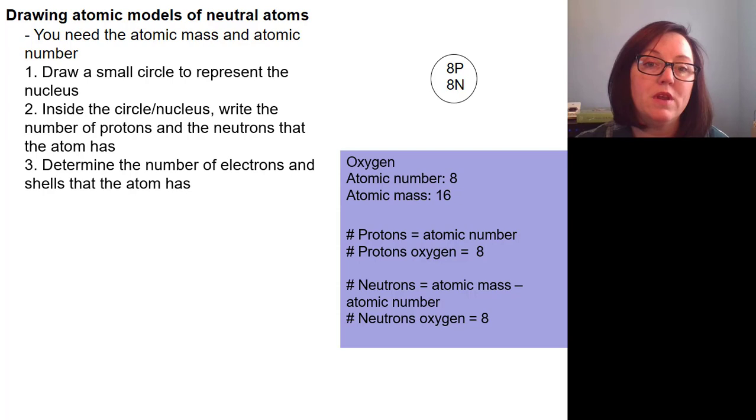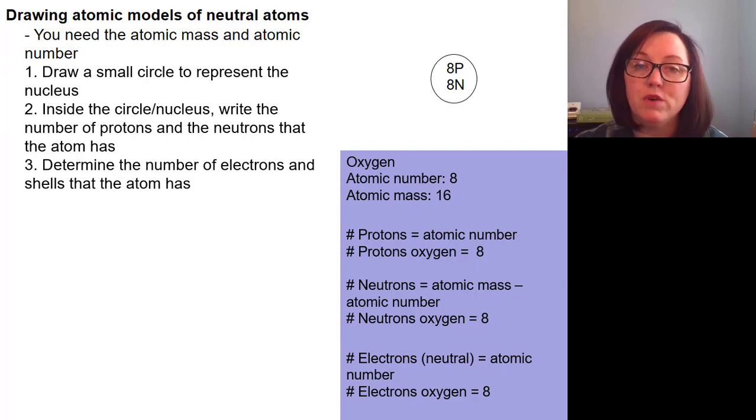Now we have to determine the number of electrons and shells that the atom has. If we're assuming neutrality, then the number of protons equals the number of electrons. So 8 protons means 8 electrons. Remember, electrons go in shells outside the nucleus.